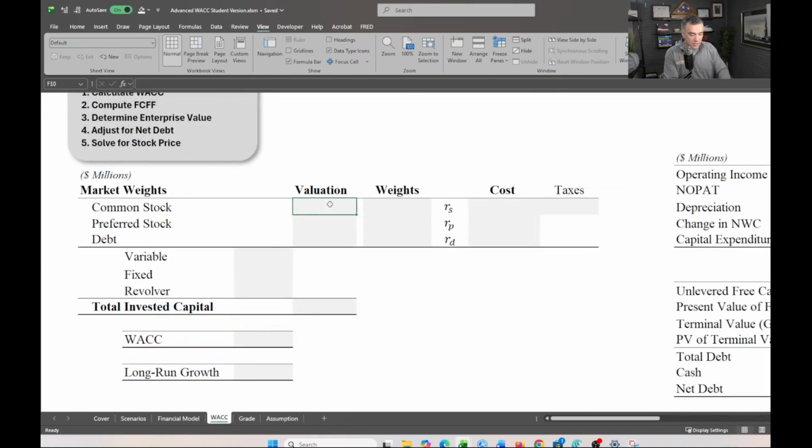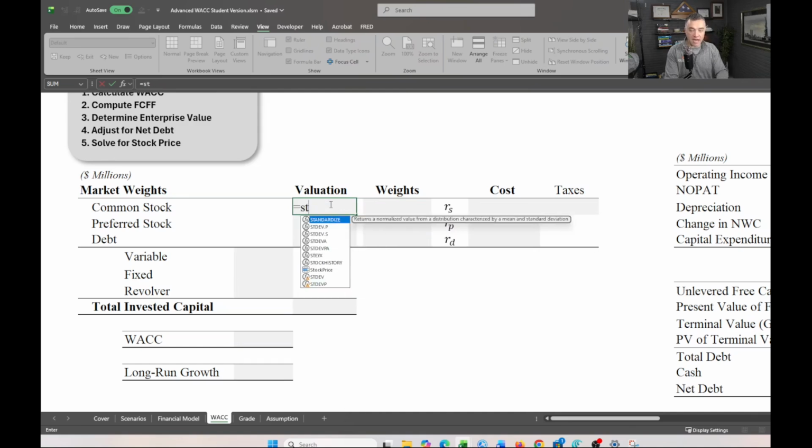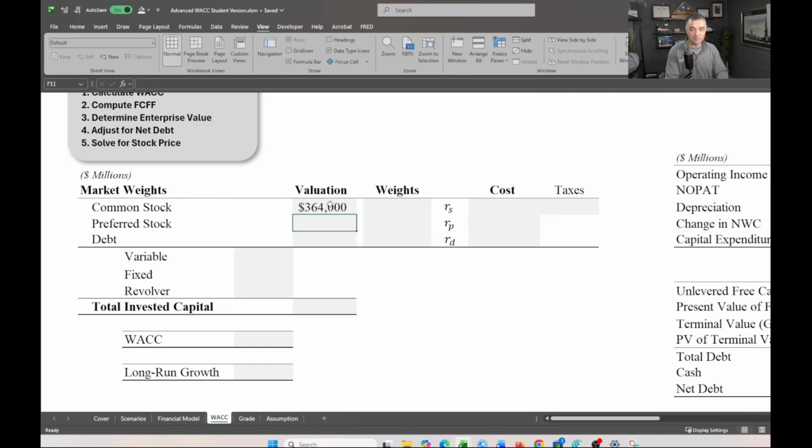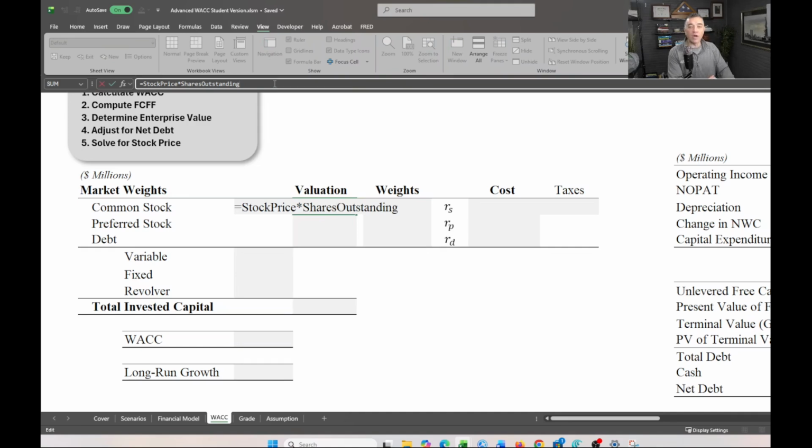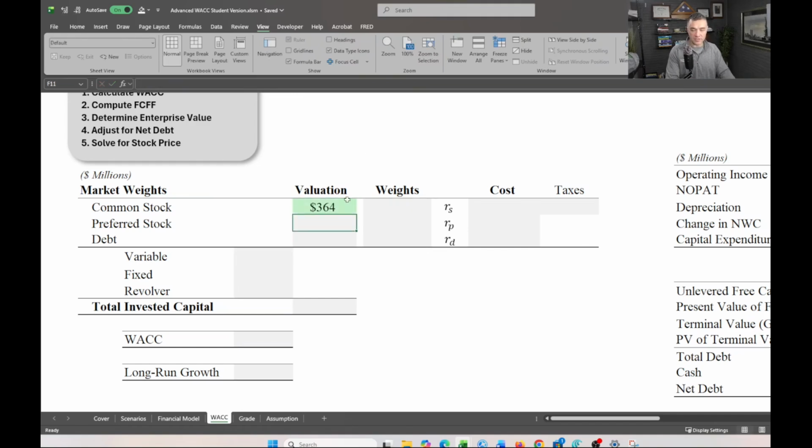So first thing we're going to do is go to common stock. If we want to find the valuation of what this company is worth equity wise, we're going to take the price. Actually, I called it stock price. And then we're going to multiply that times shares outstanding. And if you notice, it's 364. We want smaller numbers. This is going to be in our millions, so I'm going to divide it by 1,000 to get that. So it's going to be worth $364 million.